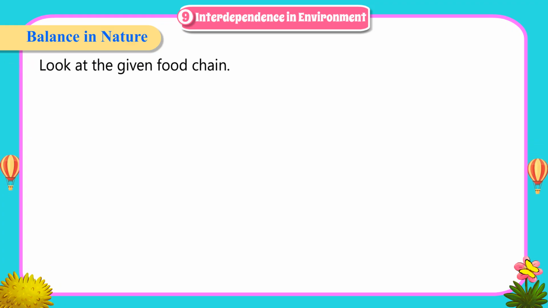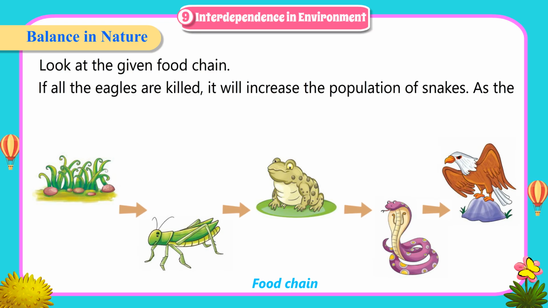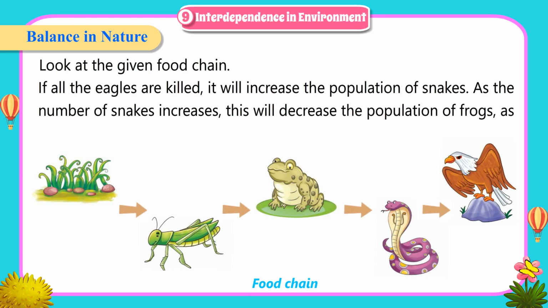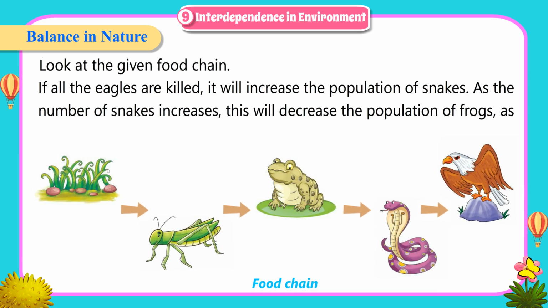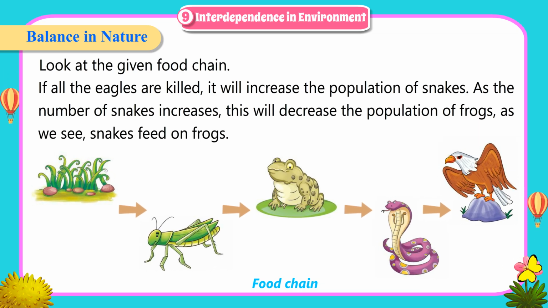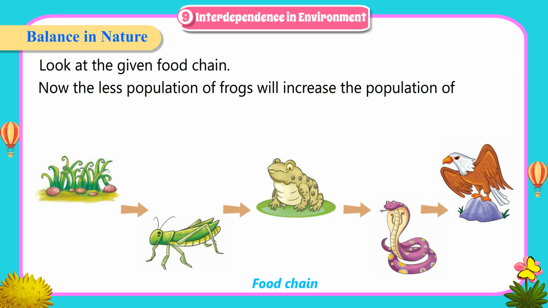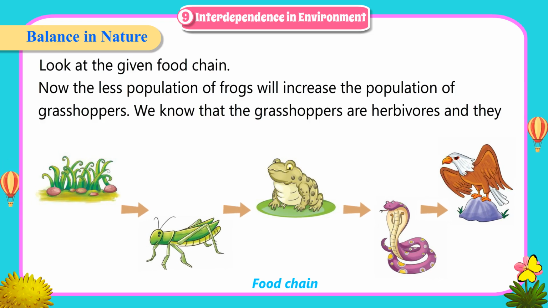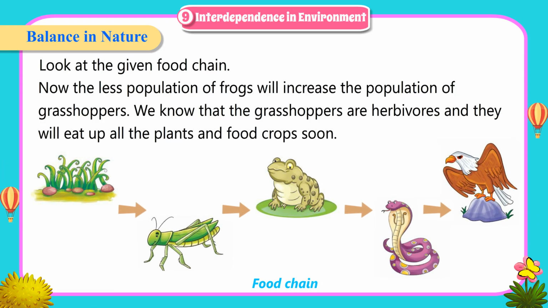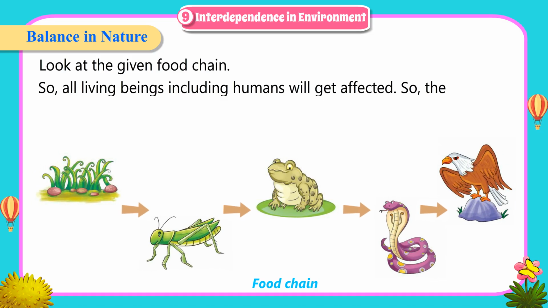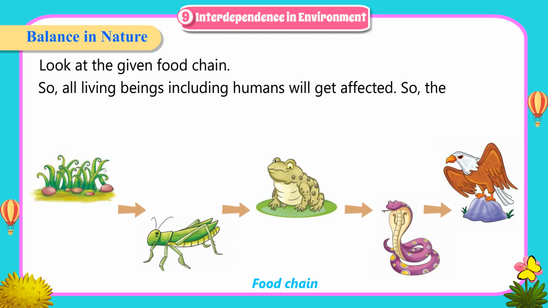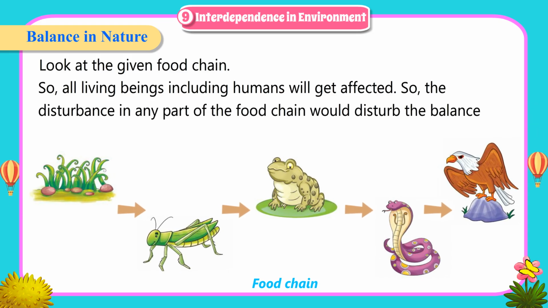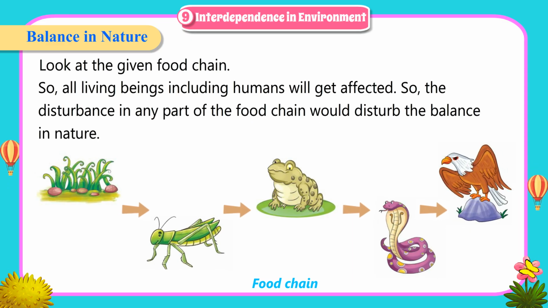Balance in nature. Look at the given food chain. If all the eagles are killed, it will increase the population of snakes. As the number of snakes increases, this will decrease the population of frogs, as we see, snakes feed on frogs. Now the smaller population of frogs will increase the population of grasshoppers. We know that the grasshoppers are herbivores and they will eat up all the plants and food crops soon. So, all living beings including humans will get affected. So, the disturbance in any part of the food chain would disturb the balance in nature.